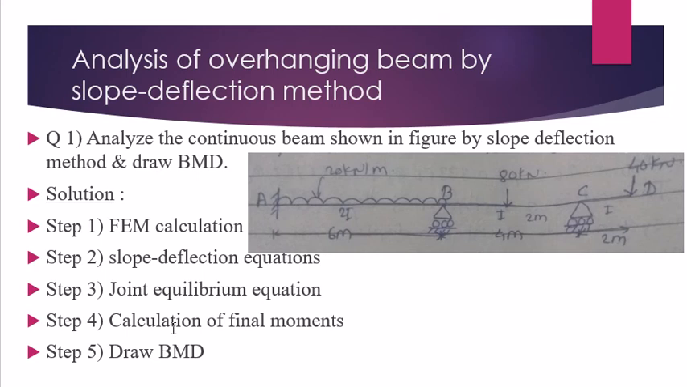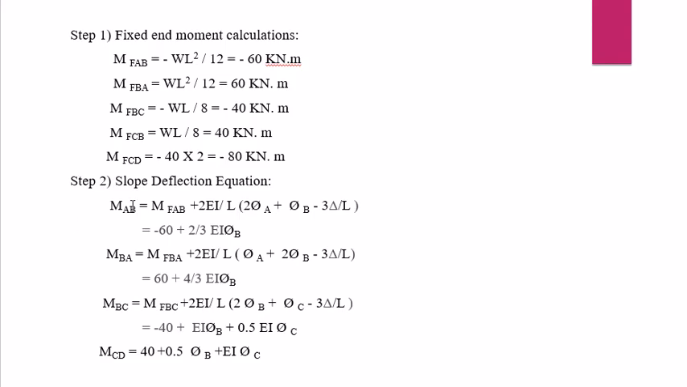With the help of these 5 steps we have to analyze this beam. In that, the first step is the calculation of fixed end moments by assuming each span, that is AB and BC, is fixed. According to that we have to calculate the fixed end moments. Then the slope deflection equations, then the joint equilibrium equation. Then for step number 4, calculation of final moments. And with the help of these final moments we have to draw the bending moment diagram. So let us start with the analysis. The first step is fixed end moment calculation.